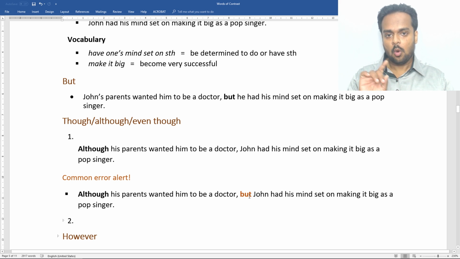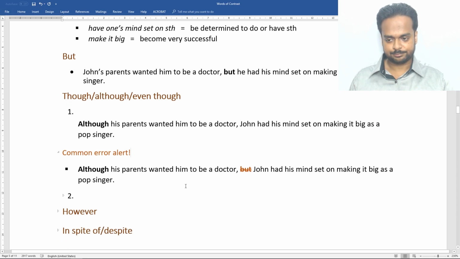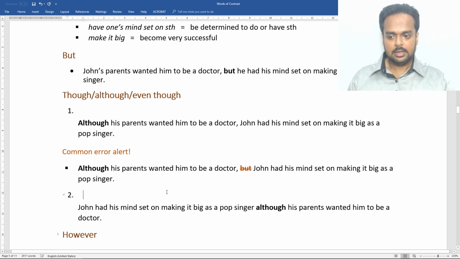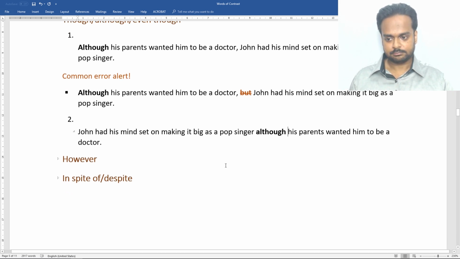You can only use one of them. You can use although or you can use but, not both in the same sentence. So I'm just going to strike that one out. Remember that. The second option is to reverse the order of the clauses. So I have the result first here, and then although, and then the clause that has the expectation. That's also fine. Now obviously, instead of although, in both of these options, you can write though or even though, and that would also be correct.